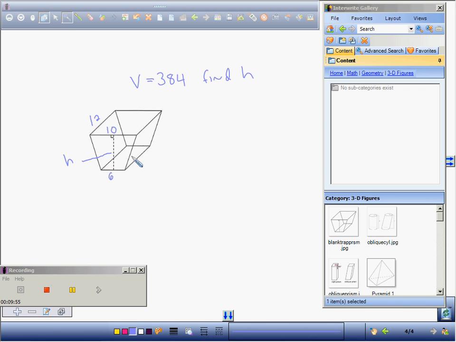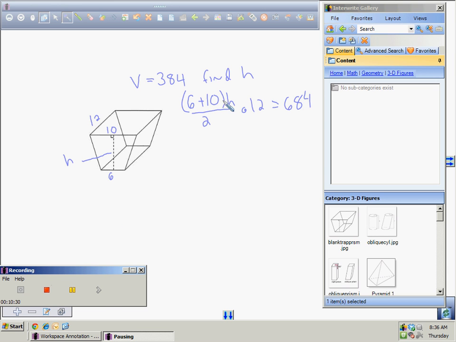What you do is you use the formula for the area of a trapezoid. So I'm going to go 6 plus 10 times the height, which is what I'm trying to find, divided by 2, that's the area of the base, times the height of the prism, which is 12, and I want that to be 384. All right, so to continue, I'm finding the height of the base of this trapezoidal prism, whose volume is 384.